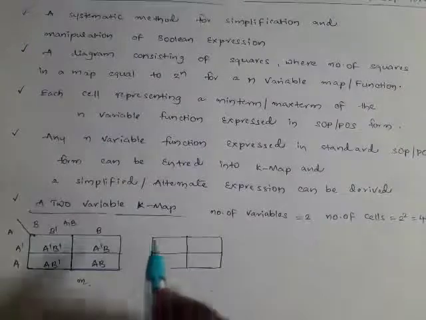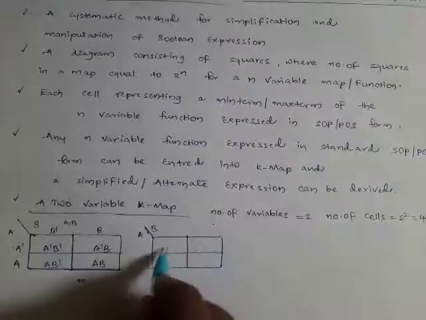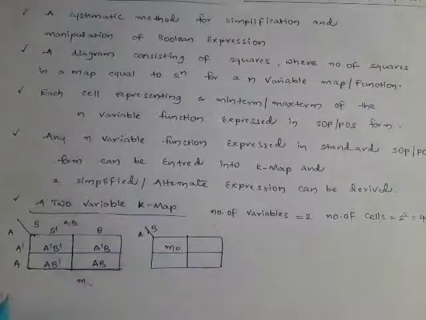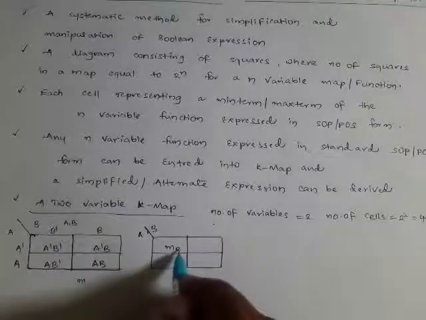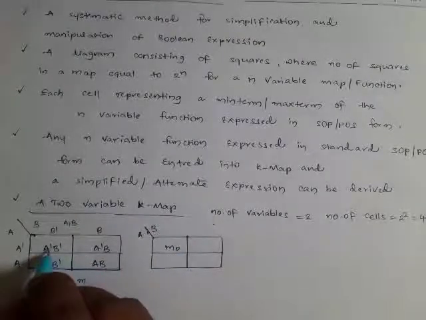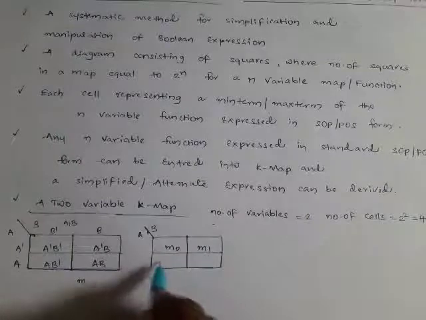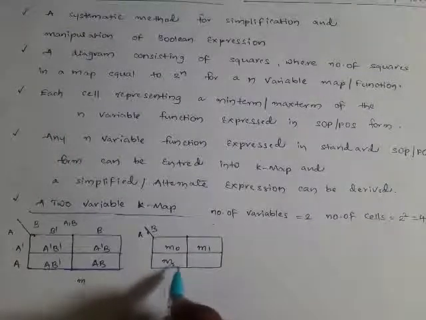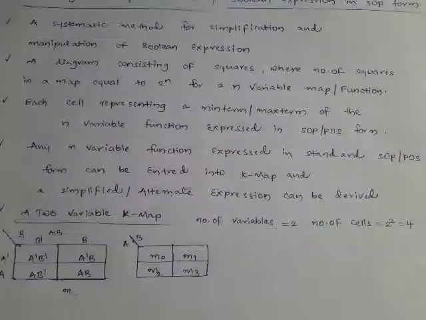The 4 cells correspond to the 4 minterms, and here you can see that this cell corresponds to minterm m0, where m represents a minterm and the 0 is the decimal equivalent of this binary. Since a bar means its value is 0, b bar is 0, 0, 0 is m0. Similarly, this one is m1 and this one is m2 and this is m3. So this is an alternate short way of representing the minterms on a K-map.